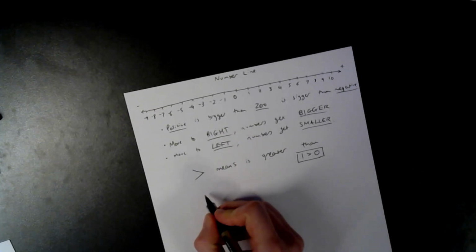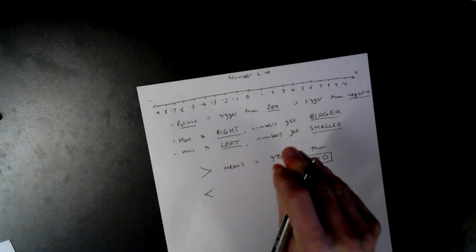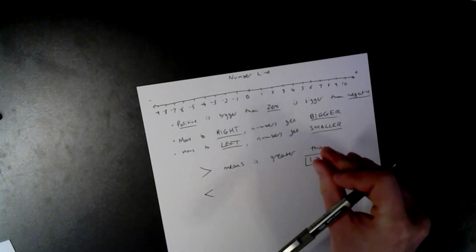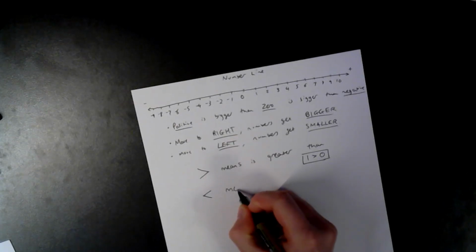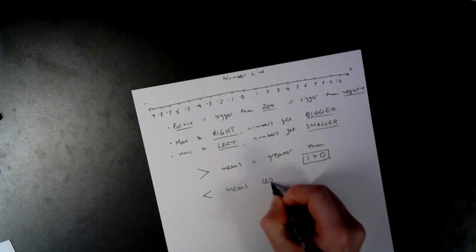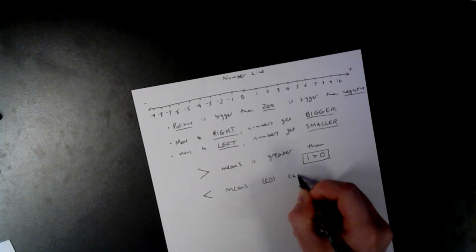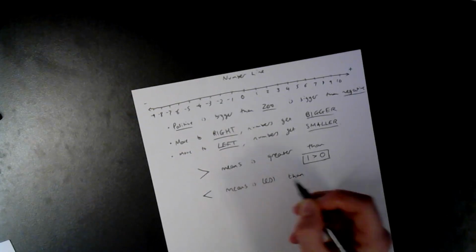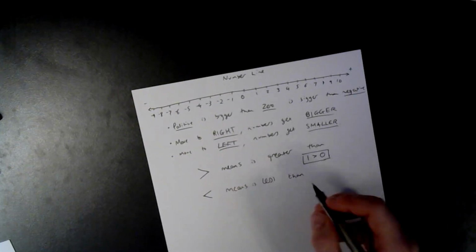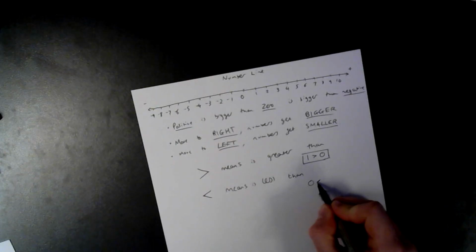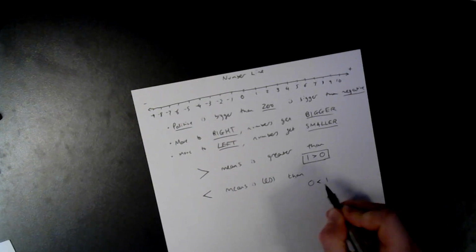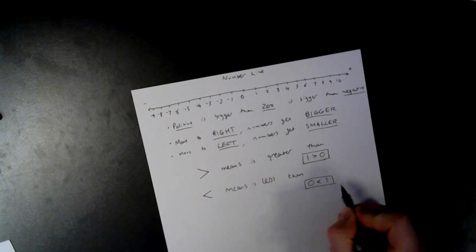We also have this other symbol of a crocodile whose mouth is going to clamp down the other way, which means less than, or is less than. So we could say 0 is less than 1 because 0 is smaller than 1.